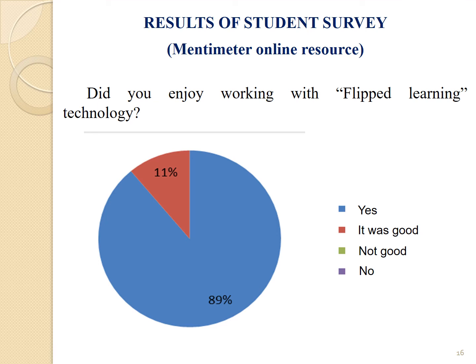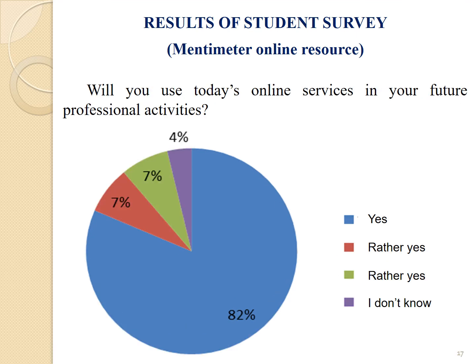Anonymous voting can be effectively used as a formative assessment tool when it is necessary to determine the overall level of understanding of the topic by students. 27 students from the Faculty of Physics, Mathematics and Informatics of the Women's State Pedagogical University participated in the survey. The results of the survey are presented in the slide.